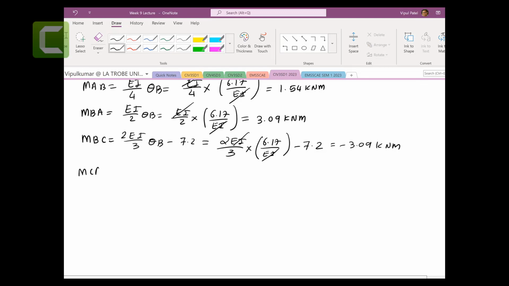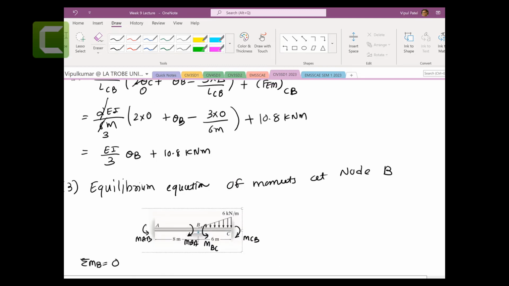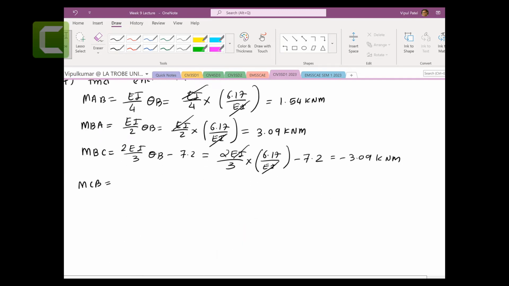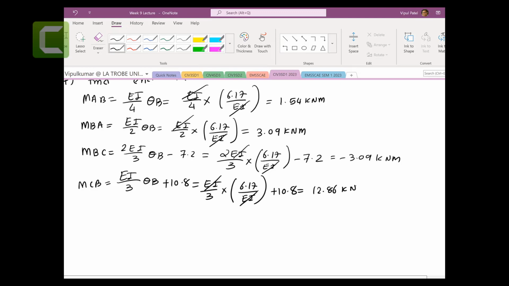And MCB, we got this one. EI on 3 theta B plus 10.8, equal to EI on 3 times 6.17 over EI. EI cancels, plus 10.8, equal to 12.86 kilonewton meters.